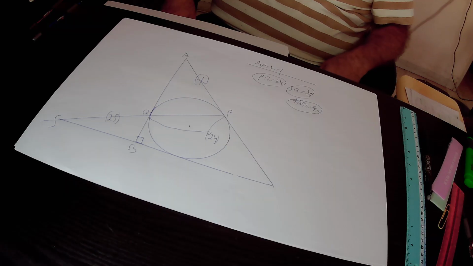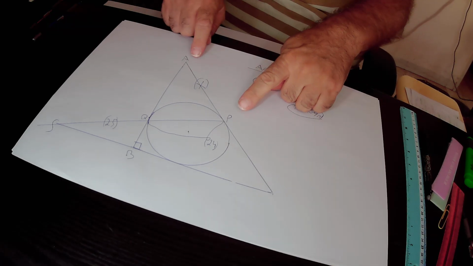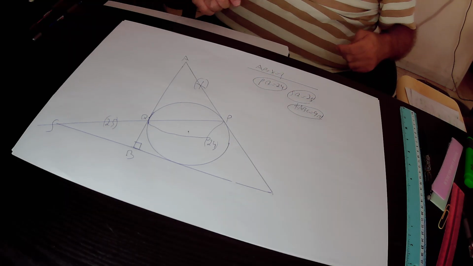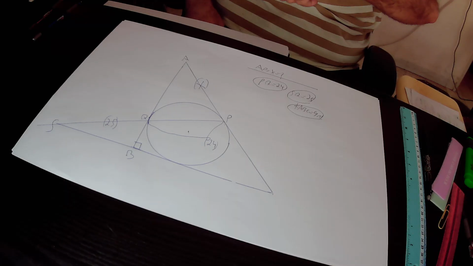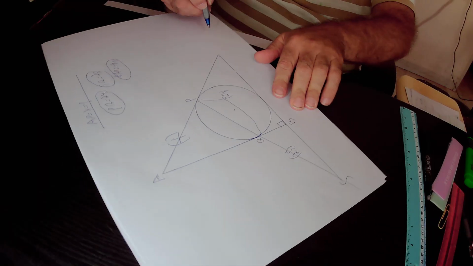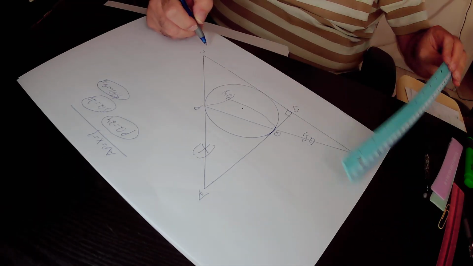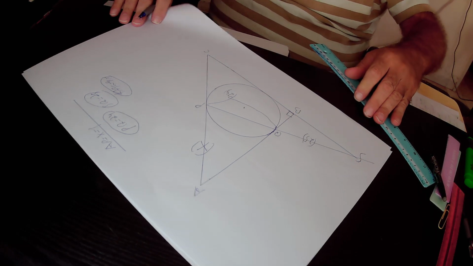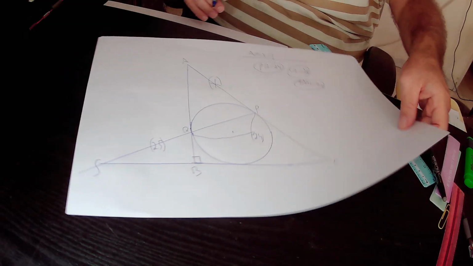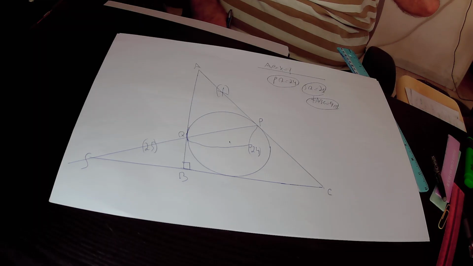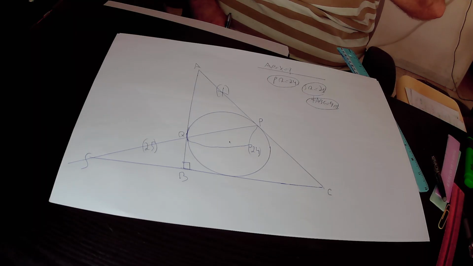In the second question, our task is to find the length of line segment AP, which is equal to x. We have to find the value of x. So in the drawing, this is the right triangle ABC. Inside this right triangle ABC we have a circle, so this circle is inscribed in the right triangle ABC.